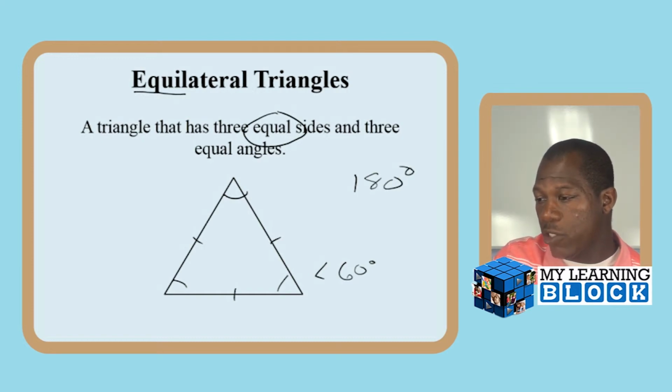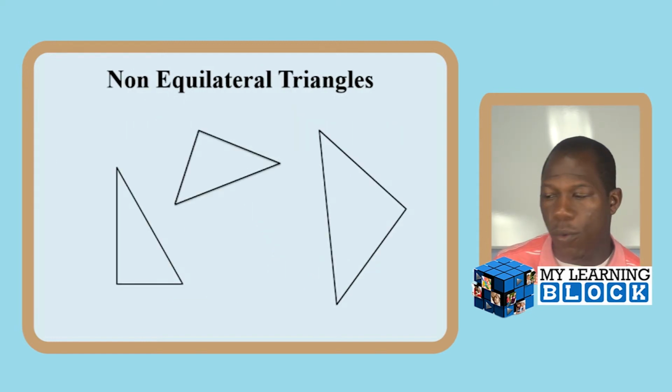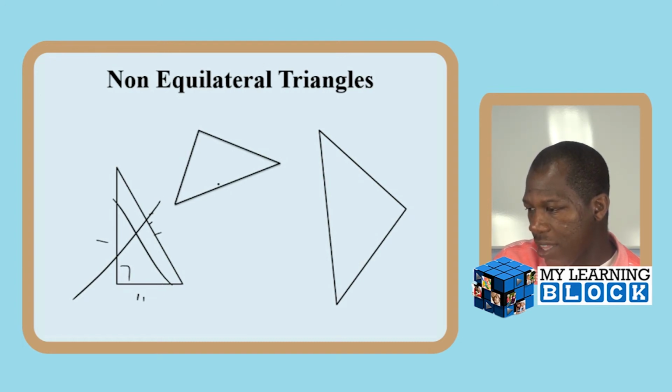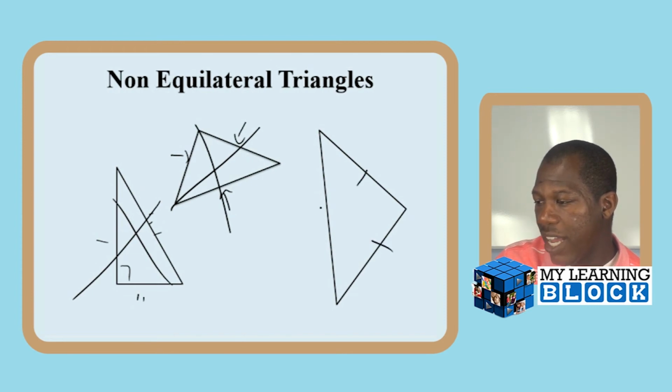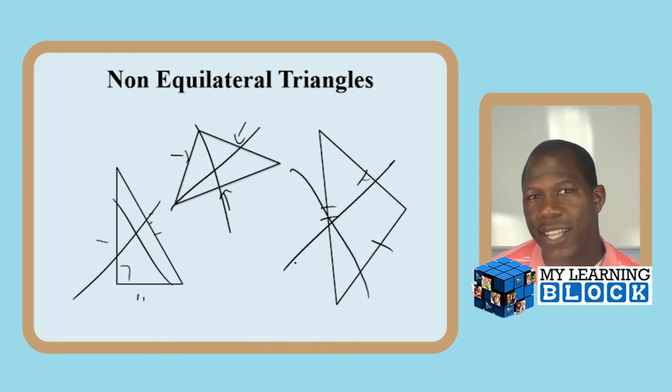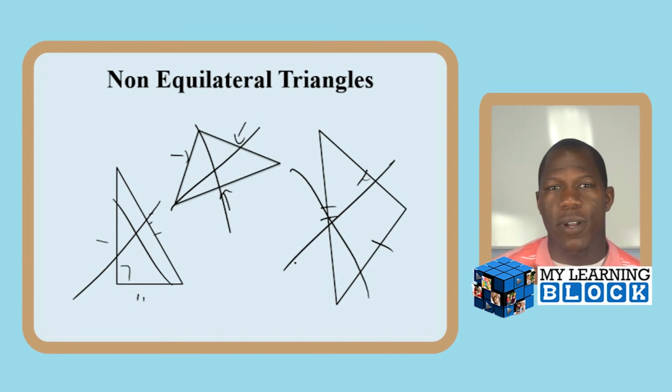Now, these 3 triangles are all not equilateral. We'll talk about why. This right triangle here, this side is different than this side, which is different from this side, thus making it not an equilateral triangle. This one is a little closer, but we can tell right here that these 3 sides are all not equal. Again, not an equilateral triangle. And again, here, these 2 sides are equal, but this one is not, so it is also not an equilateral triangle. Long story short, an equilateral triangle has 3 equal sides and 3 equal angles.